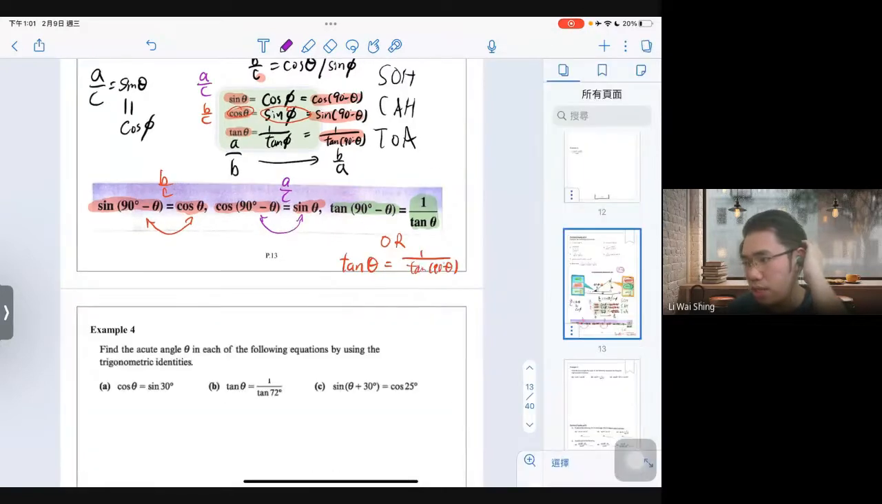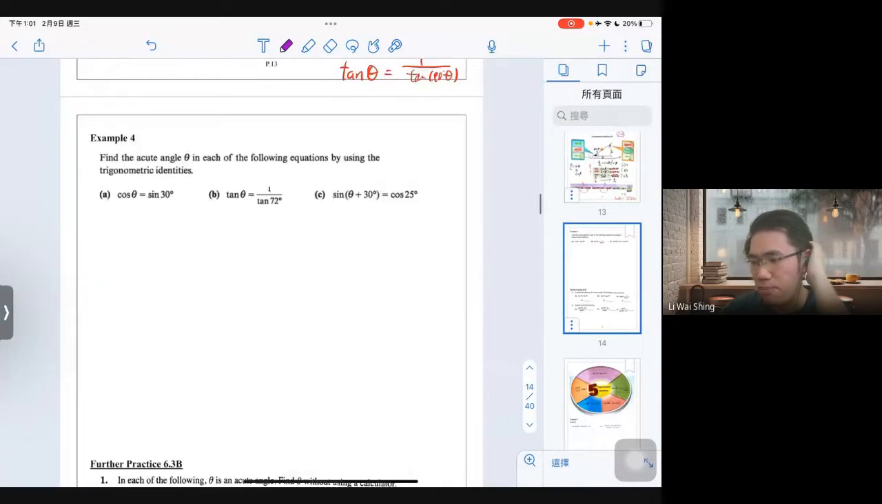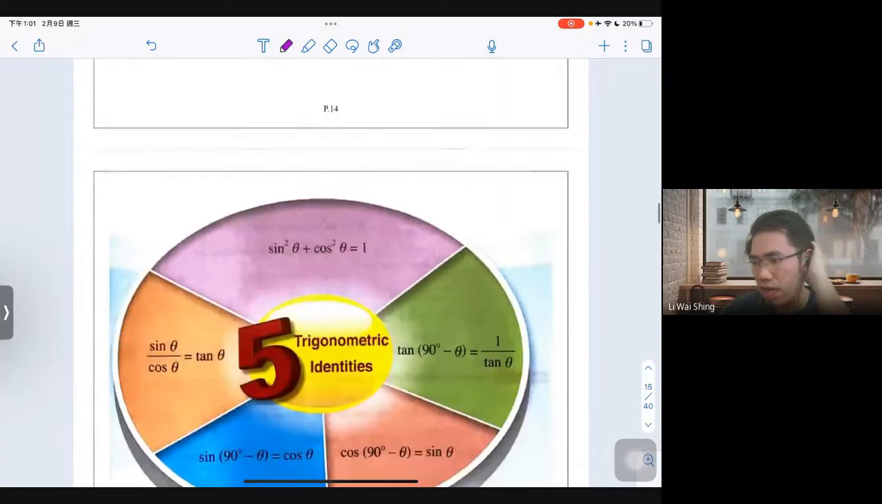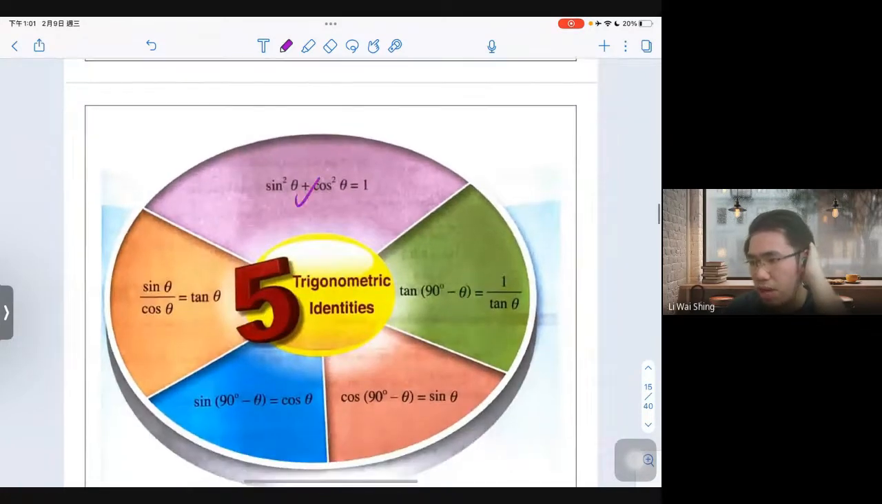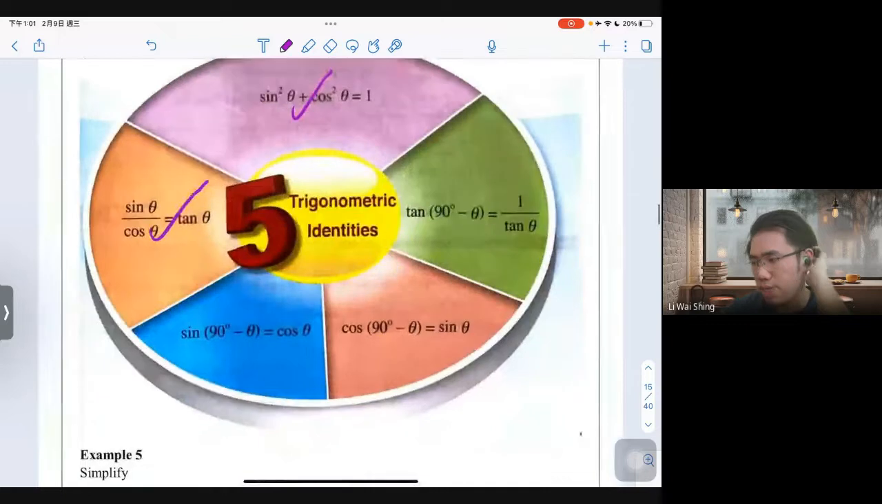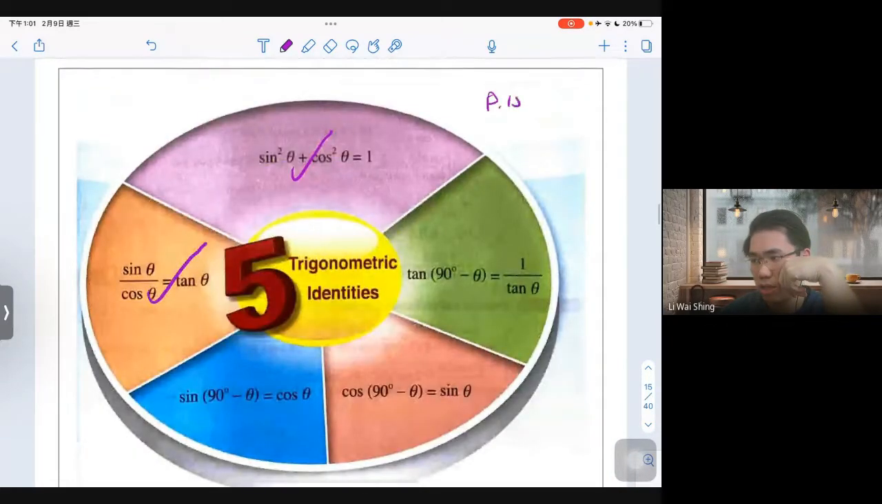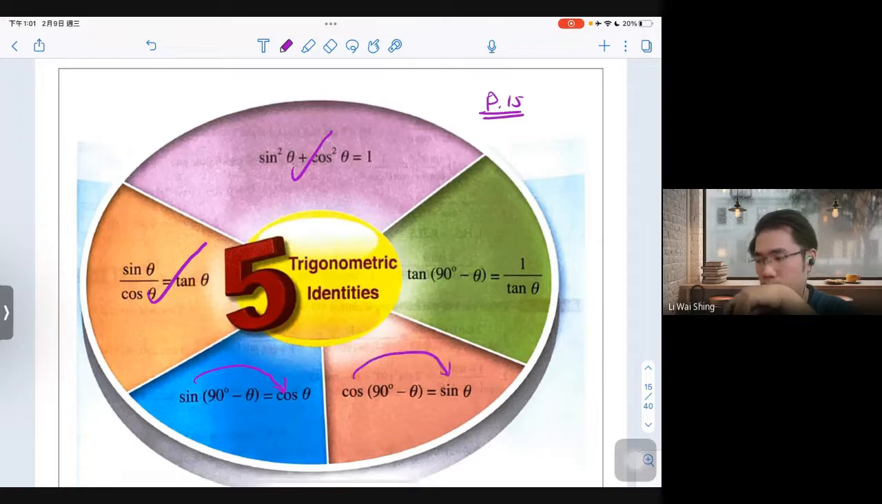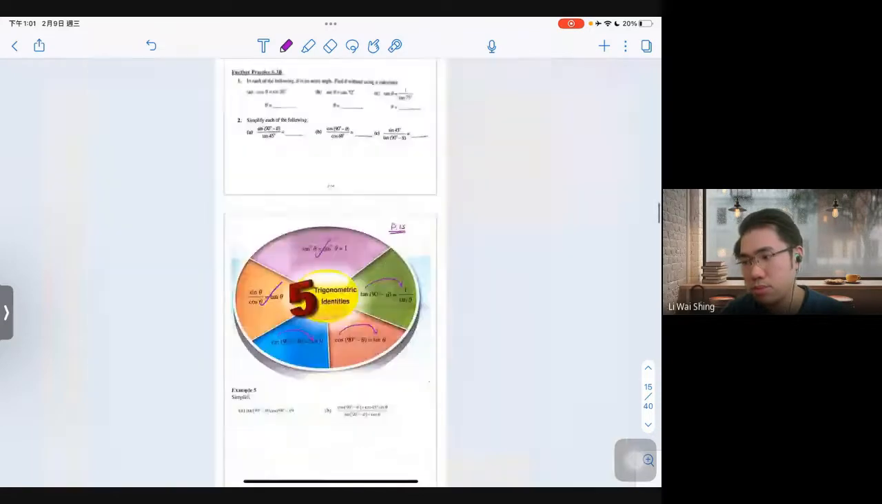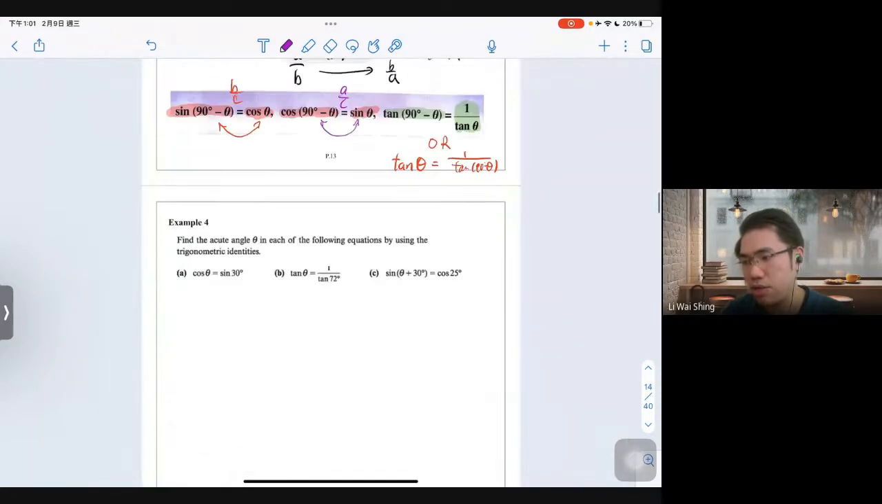That's why we have the 5 important identities. You can take a look at page 15. Apart from these 2, you have these 3 new identities. Page 15. Sin 90 degree minus theta, sin becomes cosine, cosine becomes sin, tangent becomes 1 over tangent. Okay? So let me give you an example.